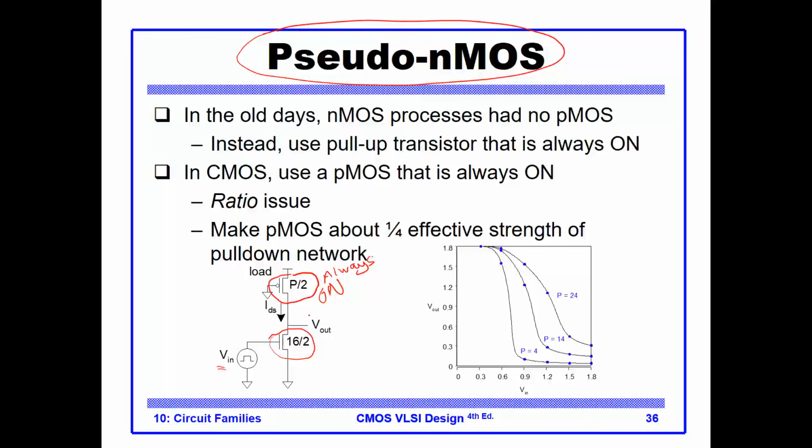But what happens when this PMOS is always on and this NMOS is on? So for instance, you have a logic of 1 here. The input is 1. So what's going to happen is that the NMOS and the PMOS will fight, and there will be a short circuit running through the PMOS all the way to the NMOS.